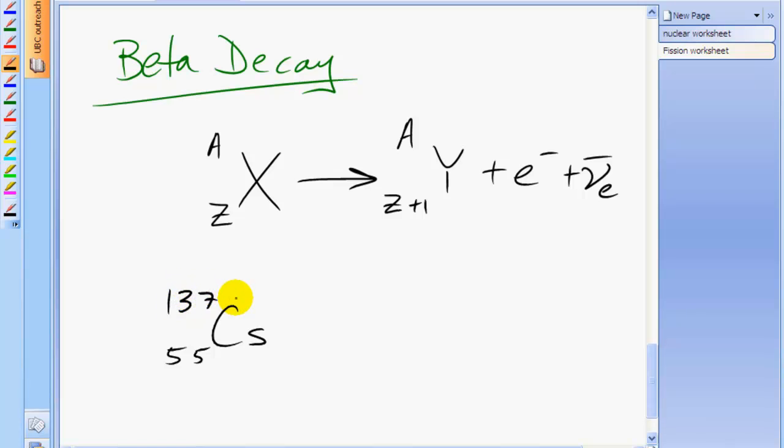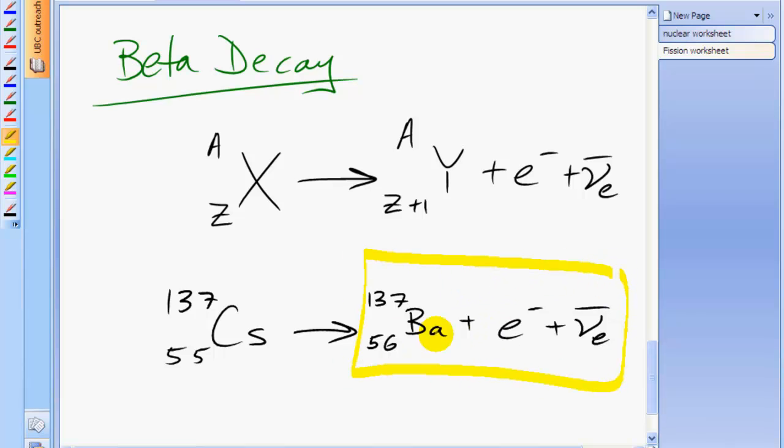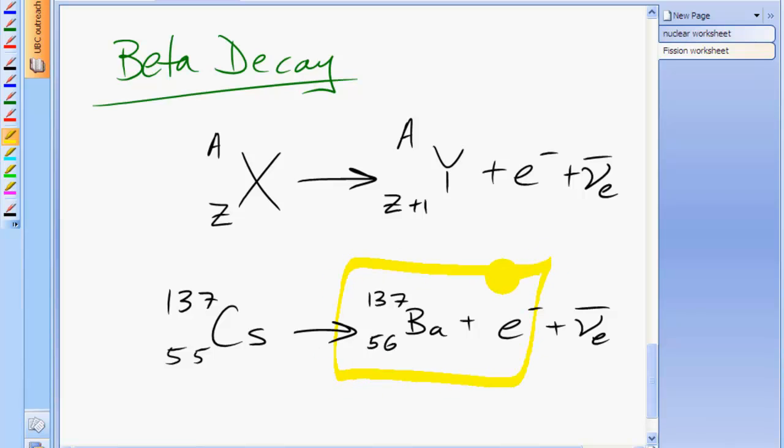cesium-137. It will turn into barium, which is the element with one additional proton, atomic number 56, and the same atomic mass, plus an electron and an antineutrino. And it's the energy of these products that are responsible for the problems in Fukushima. The energy ultimately turns into heat from these two things.